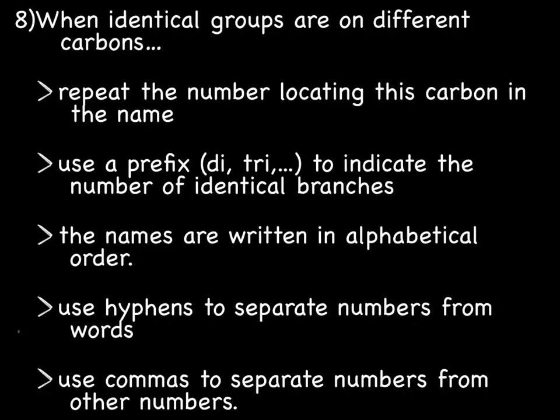All right, what do we do when we have identical groups, identical branches on different carbons? What you're going to do, follow all the same rules, but this time you're going to repeat the number, locating this carbon in the name. Use a prefix. The prefix is like the ones we use for naming covalent compounds, di, tri, etc., to indicate the number of identical branches. The names are again written in alphabetical order. Use hyphens to separate numbers from words, which you already knew, and use commas to separate numbers from other numbers.